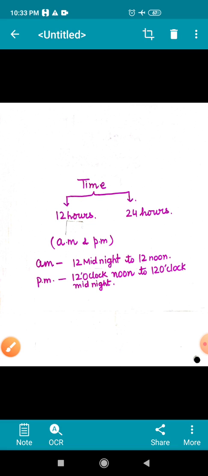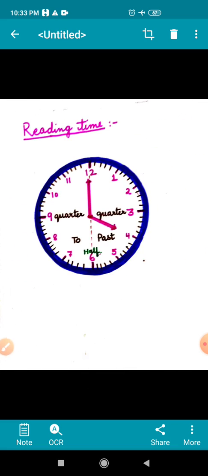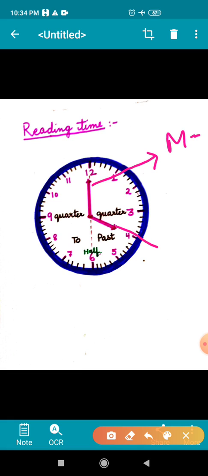Now let us know how we can read time in a different manner. Children, here you can see a clock, and this clock is divided in two parts by this dotted line. Children, you also know that the big hand is known as the minute hand and the small hand is known as the hour hand. The big needle tells time in minutes and the small needle tells time in hours. And between two numbers there is a time of 5 minutes. Okay.